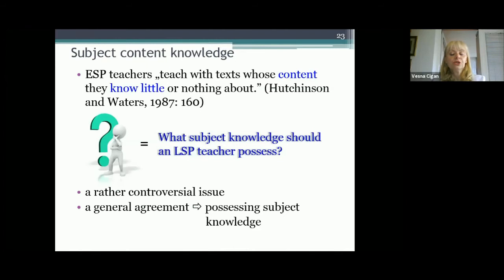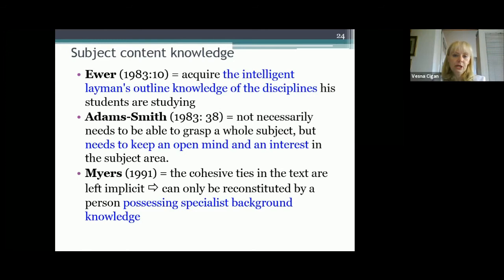Although subject content knowledge has been a rather controversial issue, there is a general agreement in the literature in favor of possessing subject knowledge. For example, in 1983, Ewer suggested that the ESP teacher should be willing to acquire the intelligent layman's outline knowledge of the disciplines his students are studying. Adam Smith advised that the teacher need not be able to grasp a whole subject, but needs to keep an open mind and an interest in the subject area.